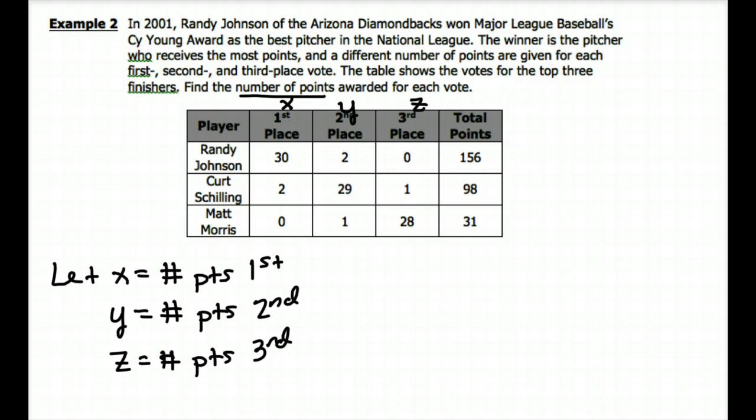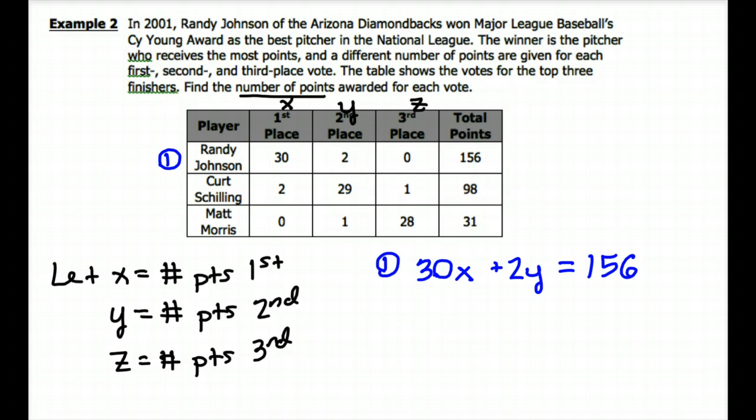Okay, so my first equation, I'm going to go ahead and use the information about Randy Johnson here. So Randy Johnson was given 30 first place votes. So that means if you take 30 times x, that's going to tell you how many total points he got just from his first place votes. Okay, he was given 2 second place votes, so we're going to add in a 2y there. No third place votes, so there won't be a z in this equation. And his total number of points, which is why he ended up getting this award, was 156. Because he got more total points than the other 2 here.